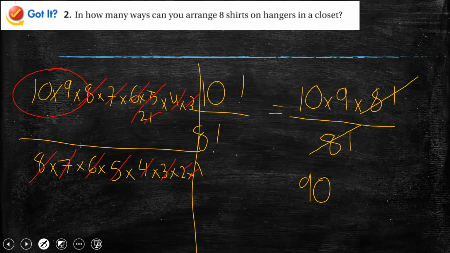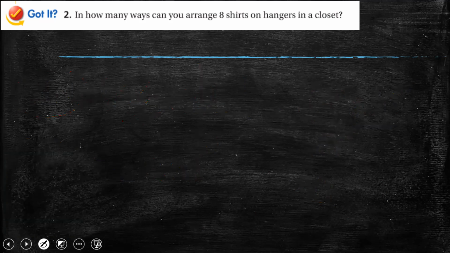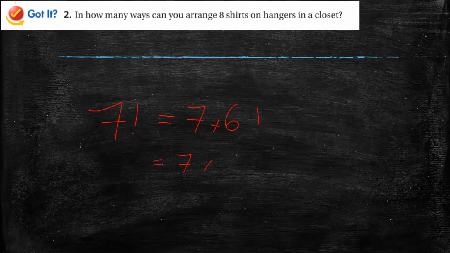So I can rewrite 7 factorial as 7 times 6 factorial, or 7 times 6 times 5 factorial, or 7 times 6 times 5 times 4 factorial. All of them are correct.